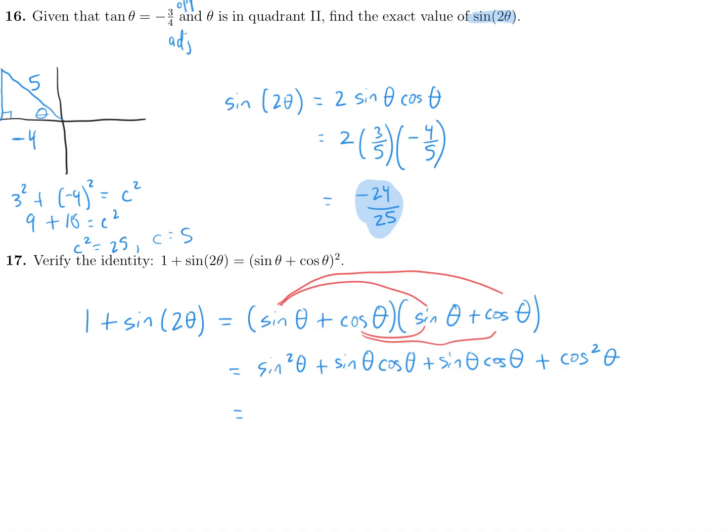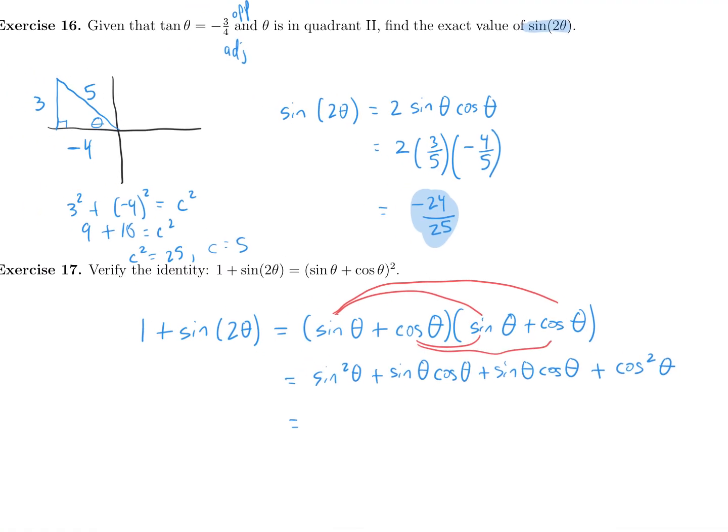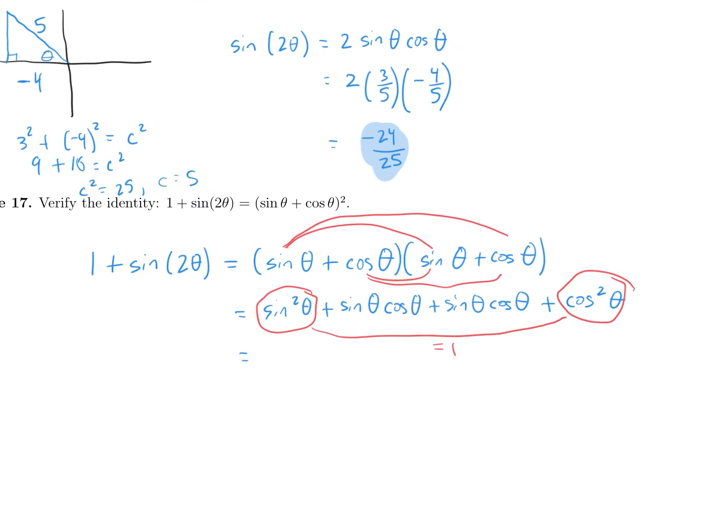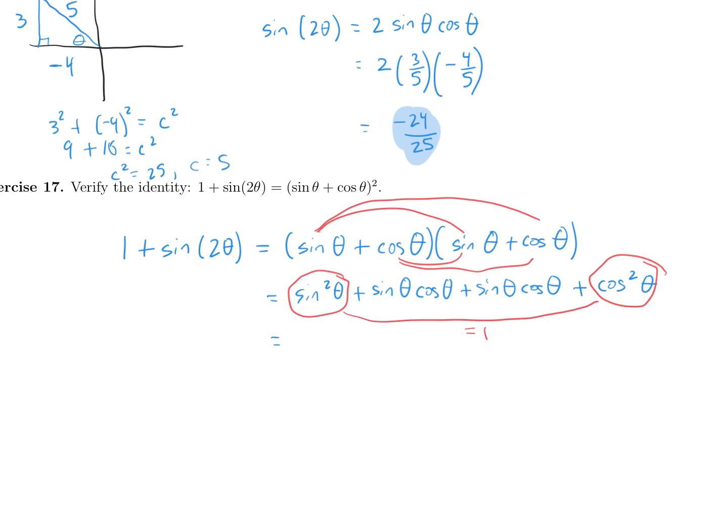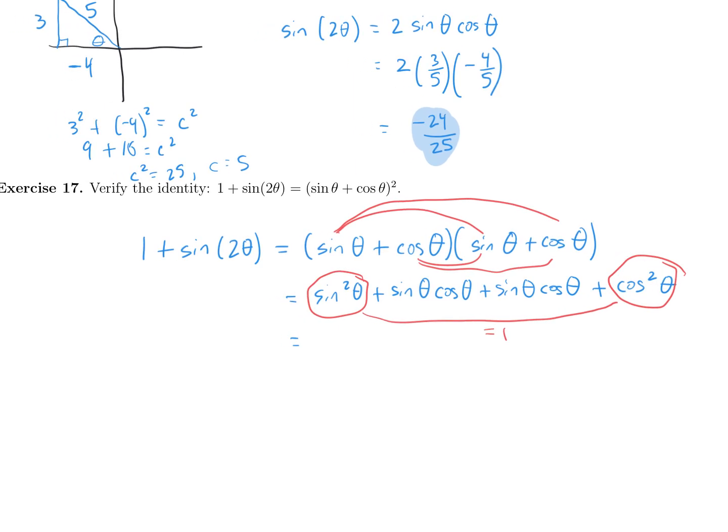The other thing that I hope you all recognize is the fact that sine squared plus cosine squared is equal to 1. That's a Pythagorean identity. I hope you can recognize that because that comes up a lot in verifying identity problems, so you want to be familiar with it. So we got 1 plus 2 sine theta cosine theta on the right side.